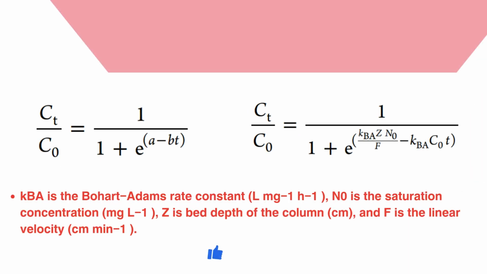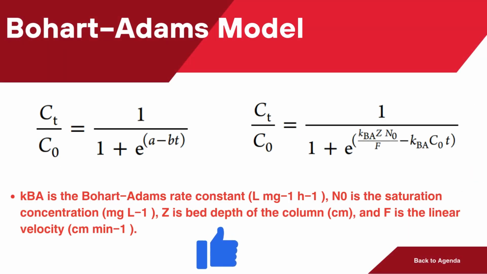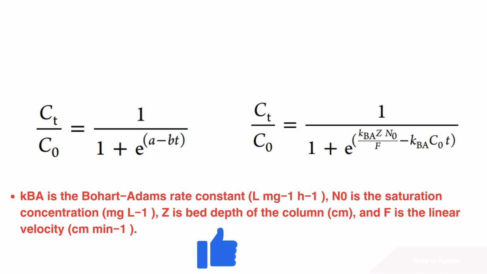Next comes the Bohart-Adams model. If we compare this Bohart-Adams model with this equation, and take k as common here, then you get Z N naught divided by F equals A and C naught equals B. So then this equation converts into this equation including k.